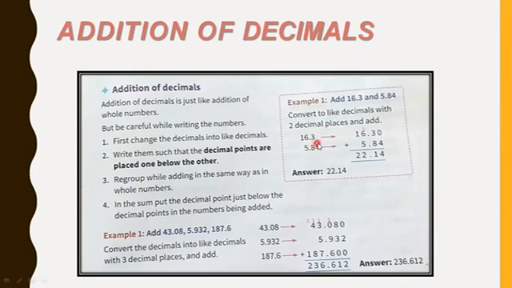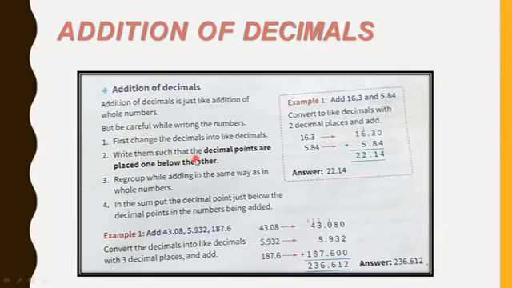So first, here they have given 16.3. First change the decimals into like decimals. If you observe here, in 16.3, after the point only one digit is there. In the next number, 5.84, after the point there are two digits. So now the first one you should change into a like decimal. 16.30 is nothing but 16.3 only. So first we convert it to like decimals.